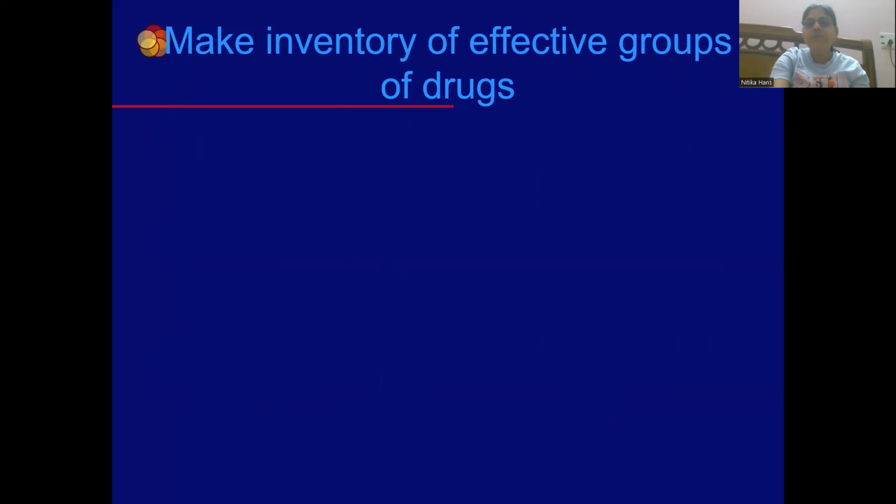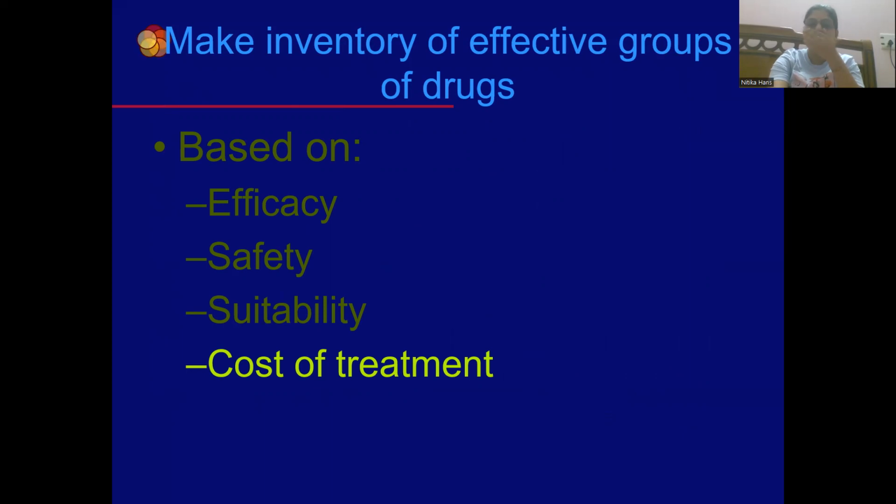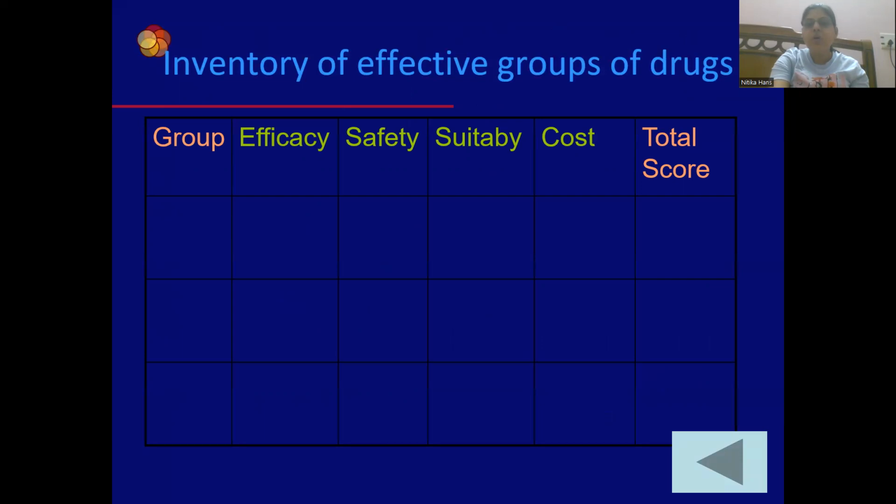Make an inventory of effective groups of drugs based on efficacy, safety, suitability, tolerability, and cost of treatment. That is based on STEP criteria. We will make the inventory of the effective group of drugs. How we write the groups underneath: like in angina, we write the beta blockers, the nitrates, the calcium channel blockers, and accordingly the efficacy, safety, suitability, and cost is seen. The total score is added, and then we select the effective group.